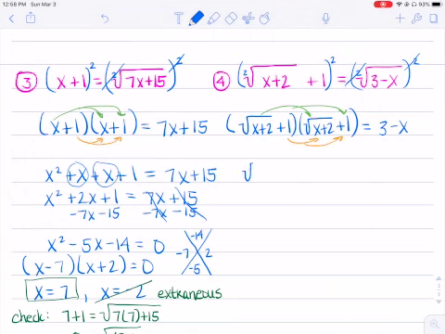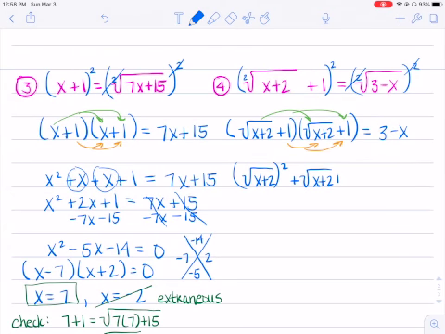So I'm going to have square root of x plus 2 squared plus square root of x plus 2. That takes care of the green. If I keep going, I have another square root of x plus 2, and then finally plus 1. And that's still equal to my 3 minus x.